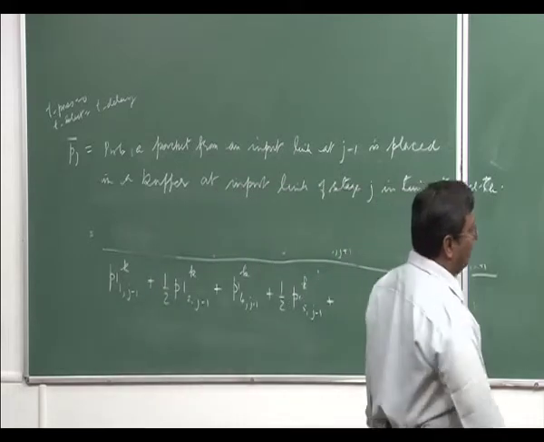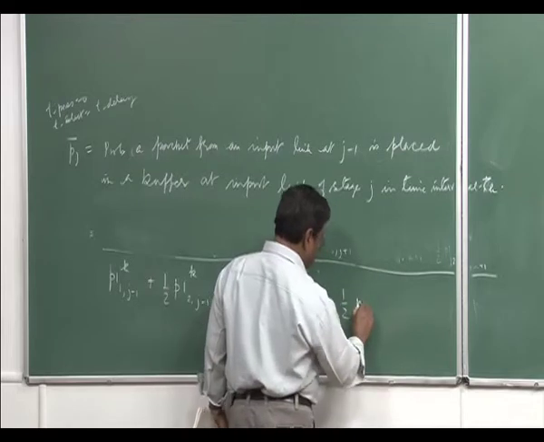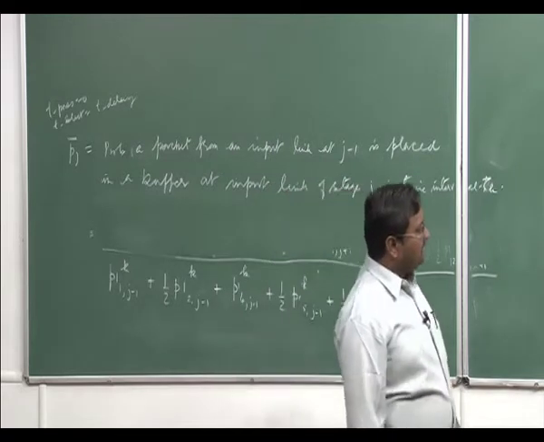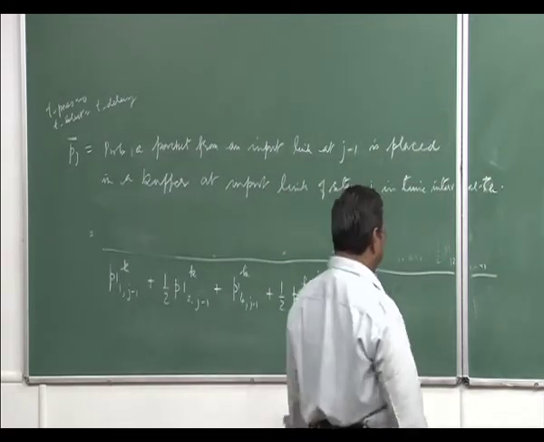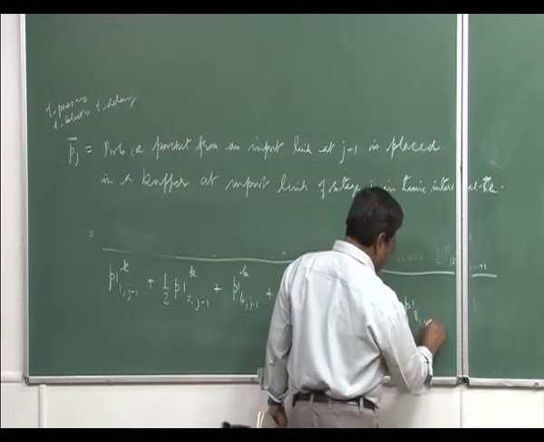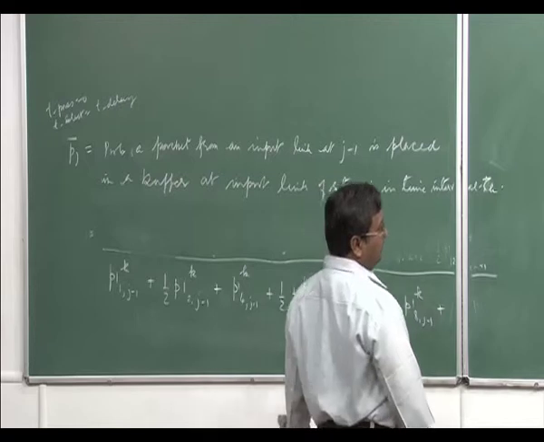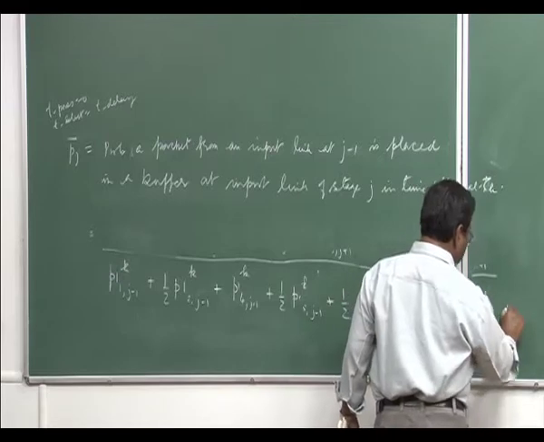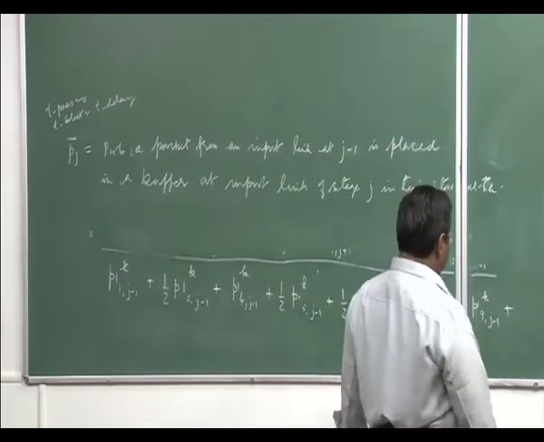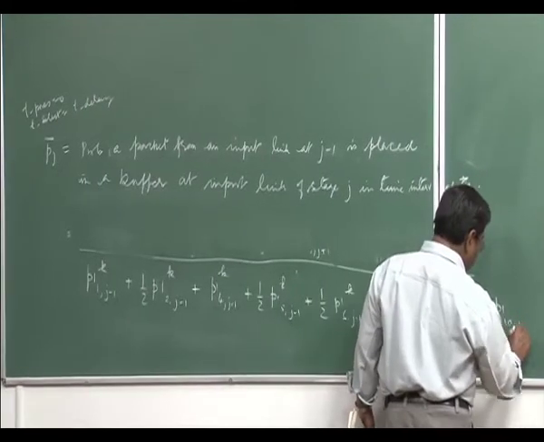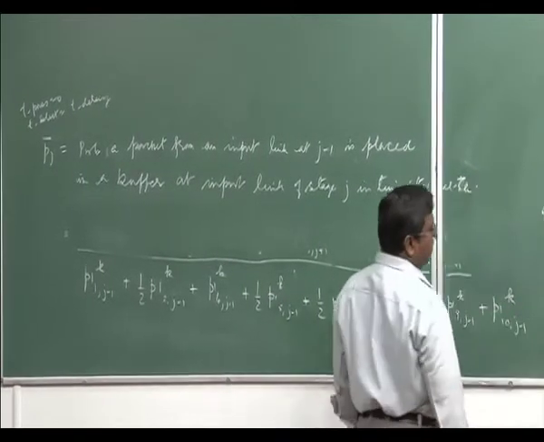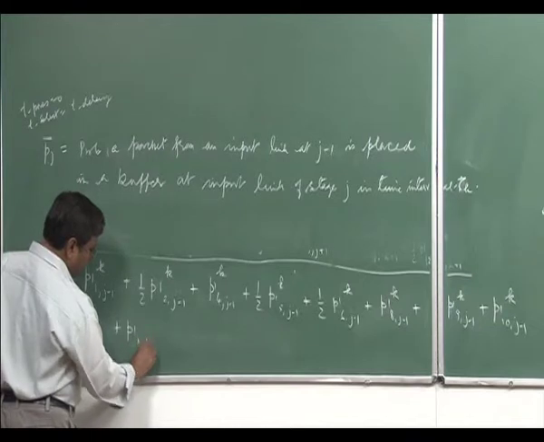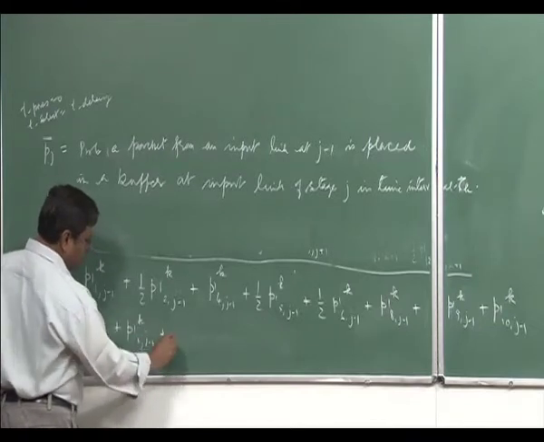State number 6, again half. State number 7, no. State 8, full. State 9, full. State 10 is half. State 11 is half.